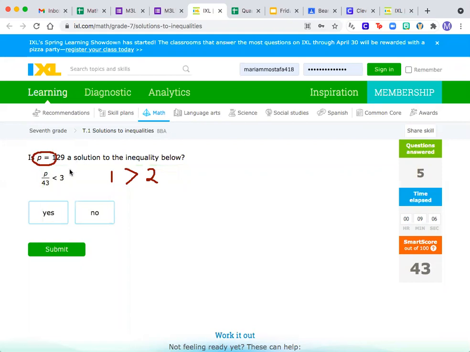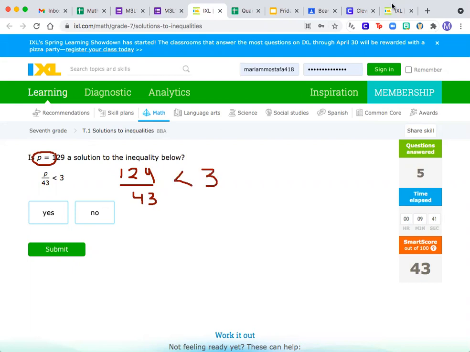Okay, now sometimes it's a little bit harder. Anytime it has something like this, you just have to divide. That's all it's asking you to do. So here, it's saying P has to be 129. So I'm going to put 129 instead of P over 43. And now it's saying that is less than 3.